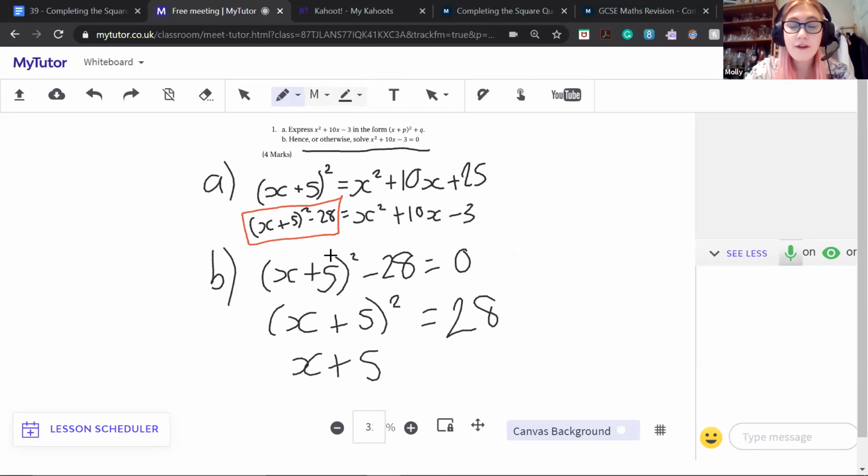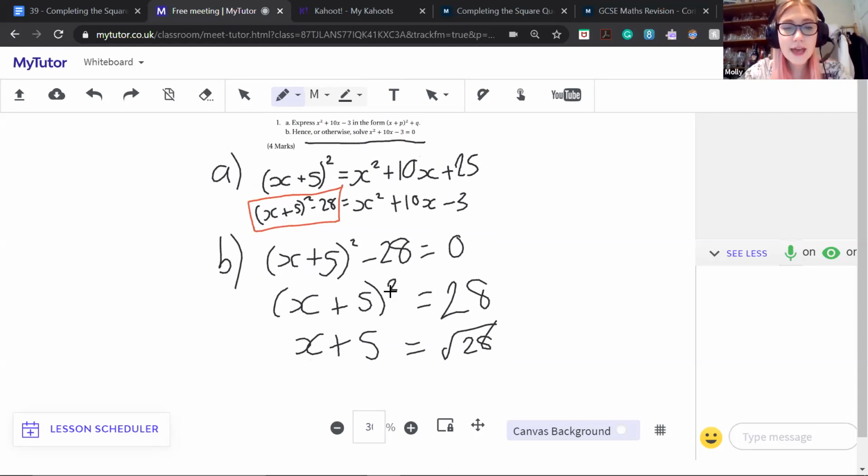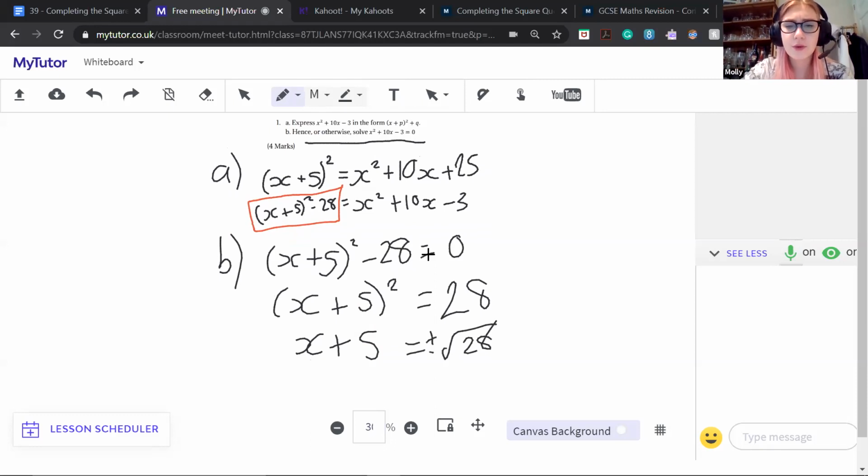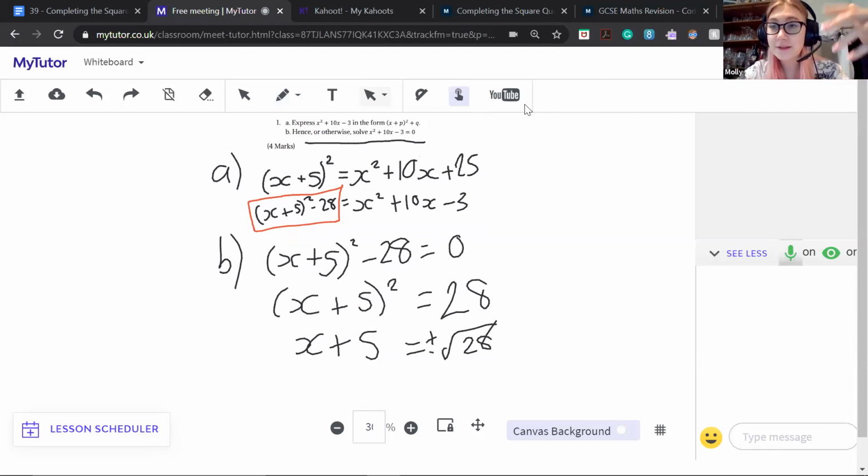The square root of x plus 5 squared is just x plus 5 by definition. And this is root 28. Then, as I said, we want to get rid of this constant. So we subtract 5 from both sides. Now, one thing that I should have mentioned there is that this is plus or minus root 28. That's really, really key, because we know that quadratics can give us a maximum of 2 solutions. To get that, we need that plus or minus in there somewhere. Otherwise, we just get one solution.